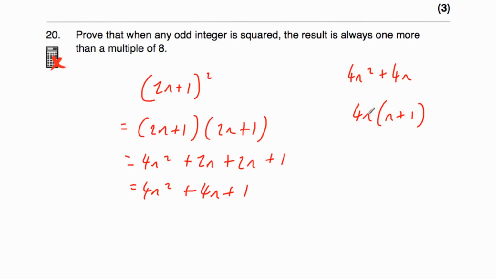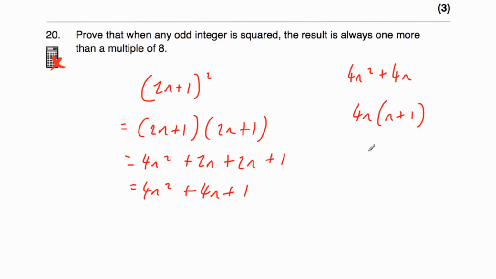Now we've got n times n plus 1. If n is a number, n plus 1 is the next number. So if n is even, n plus 1 would be odd, or if n was odd, n plus 1 would be even. So one of these two numbers is even. So we've got an even number times 4 times an odd number. Even times 4 would be a multiple of 8, because if you have an even number times 4, it must be in the 8 times tables. And if you multiply that by an odd number, it would still be in the 8 times tables. That means that this must be a multiple of 8.